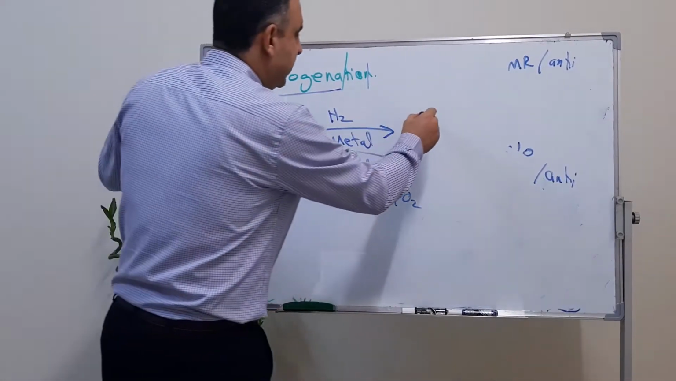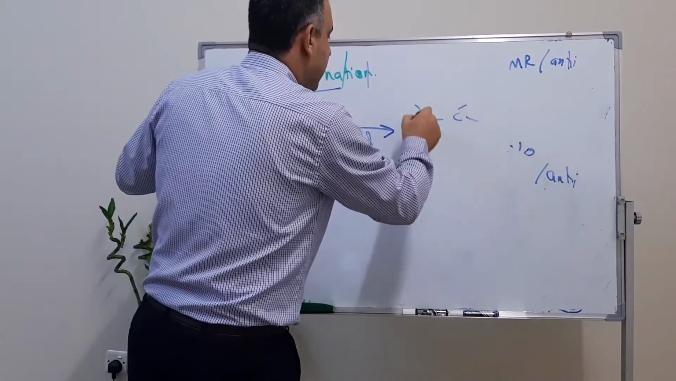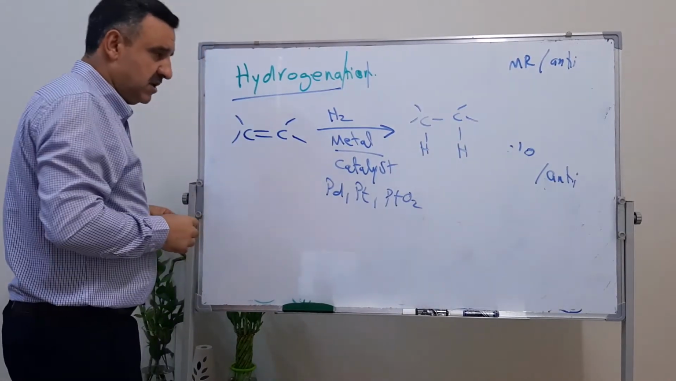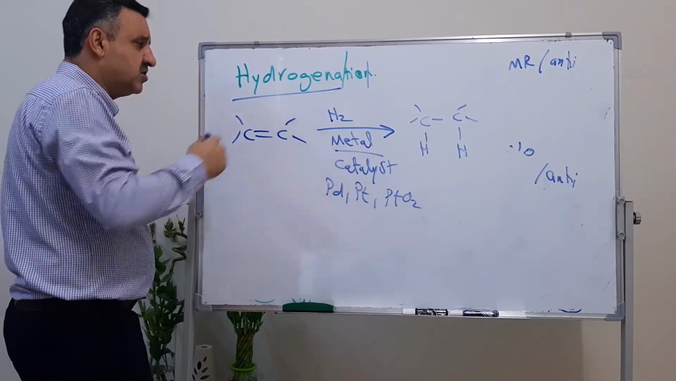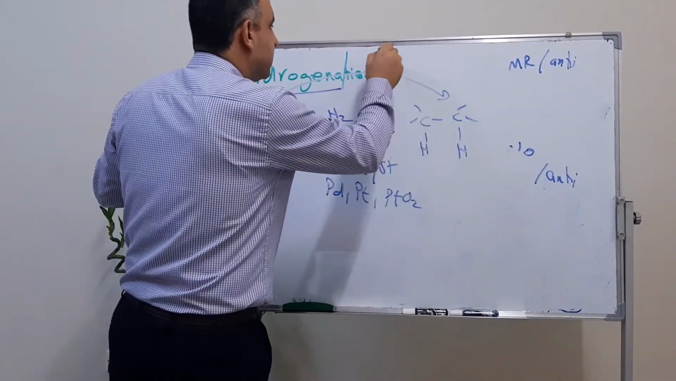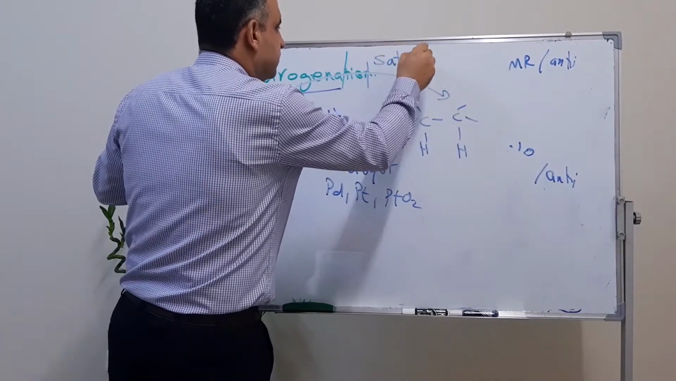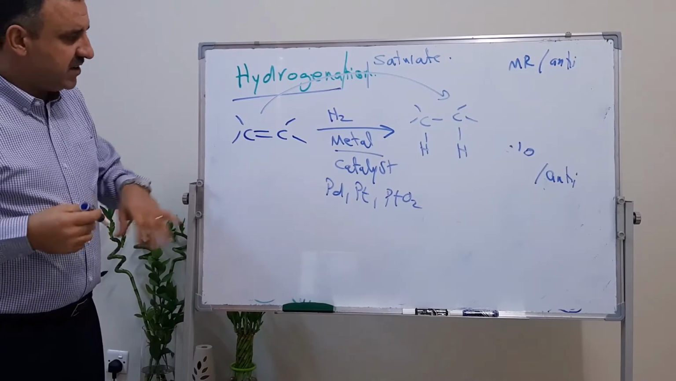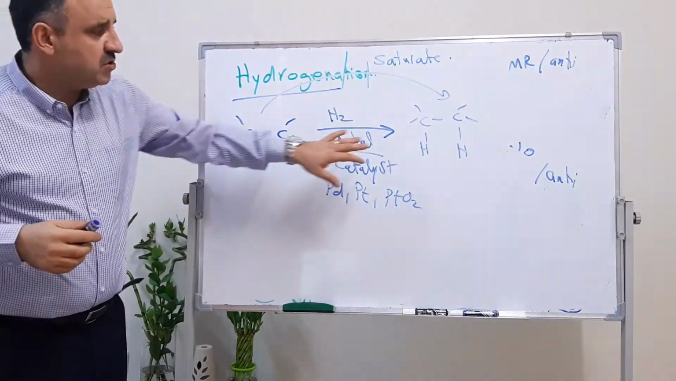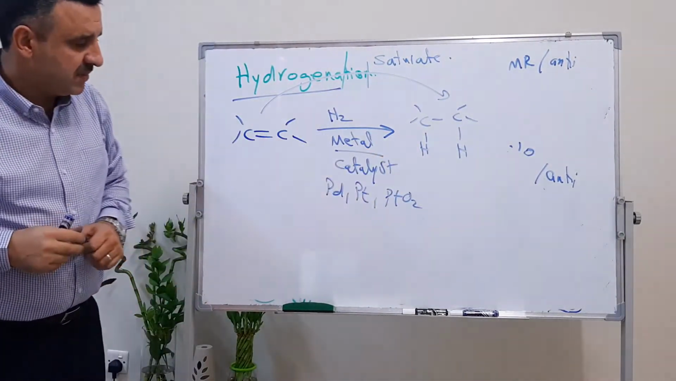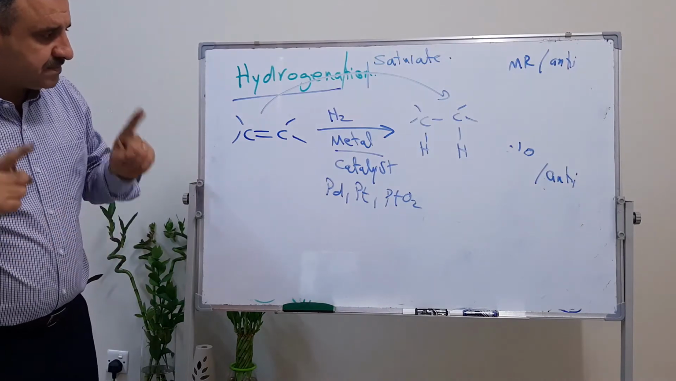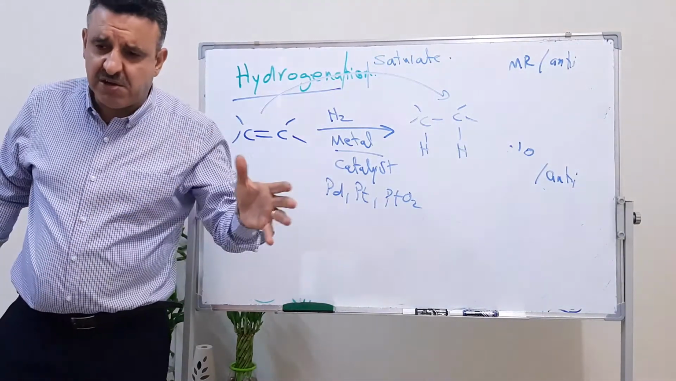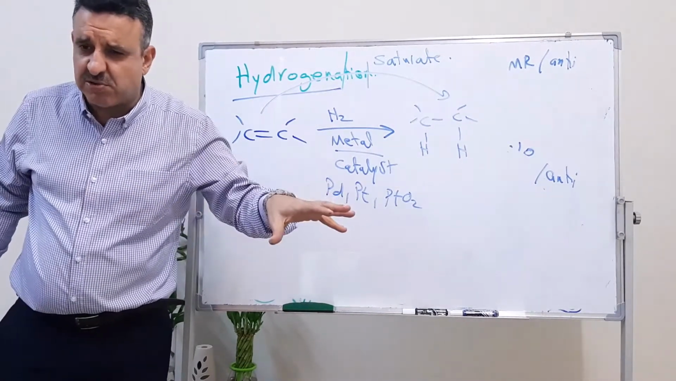What we are going to get is addition of hydrogens to the two carbons. In this case, we are going to saturate the alkene, or we are going to convert alkene into alkane. Do you follow me? So, regarding this reaction, Markovnikov or anti-Markovnikov is out of the question.